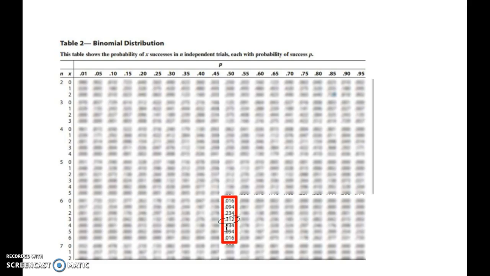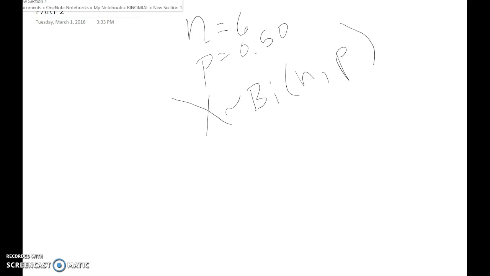These are all the same because of the 50% success probability. The probability X equals 3 is 0.312. That's the mean, and it's located right in the center.